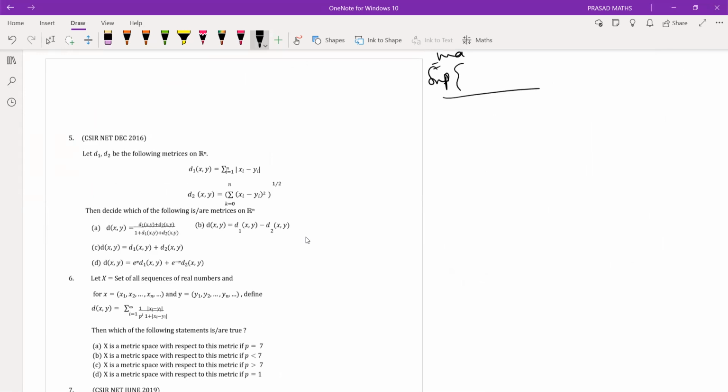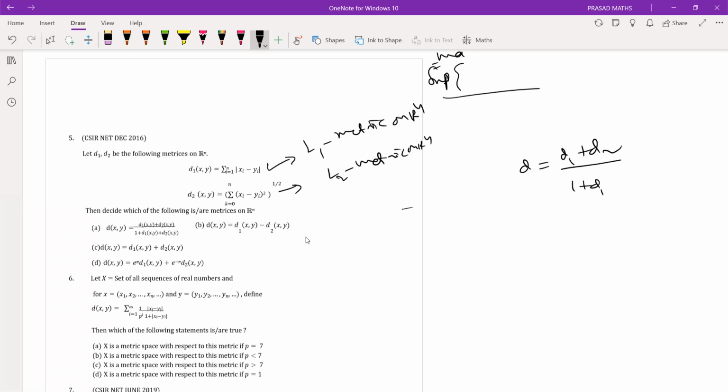You know, D1 is nothing but what I already told you. This is L1 metric on R power n. This is L2 metric, Euclidean metric on R power n. Right? D1 metric, D2 metric. There is no problem. Is it a metric? First option. Metric. Yes, of course. Already I told you D1 metric. What is my D? D is nothing but D1 plus D2 divided by 1 plus D1 plus D2. Already I told you D1 metric, D2 metric means sum of metric is always metric. Therefore, this is a metric.